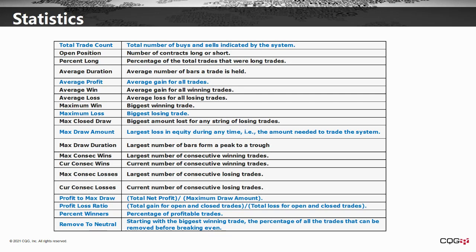Total profits are important for obvious reasons, but they're not the only thing that we want to be looking at. Profit-loss ratio, simply the total profits divided by losses, and we're really trying to achieve something in the region of 2 to get a good system.